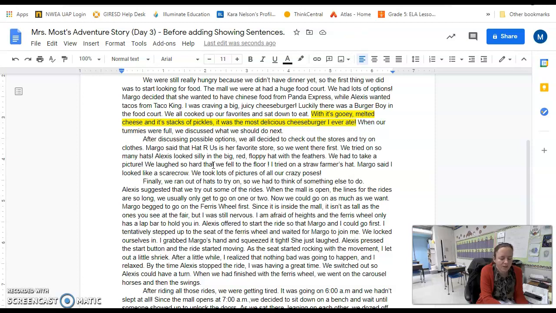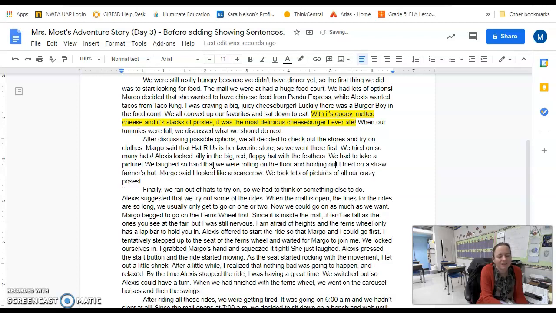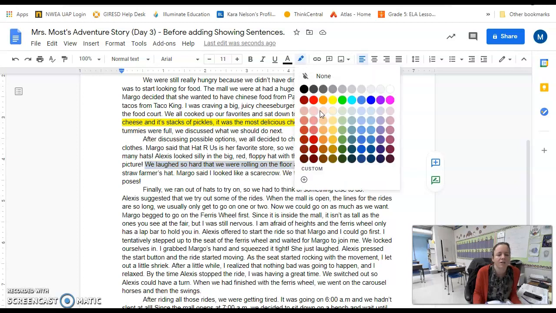We laughed so hard that we fell to the floor, that we were rolling on the floor and holding our sides. I can really kind of see that, right? If we get to giggling so hard that we just can't even stand upright anymore. So again, since I changed that into a showing sentence, meaning I gave it that extra description, I'm going to go ahead and highlight that so you can see where I changed.